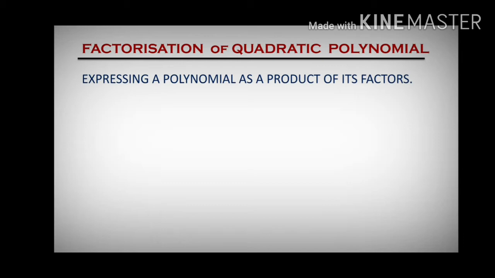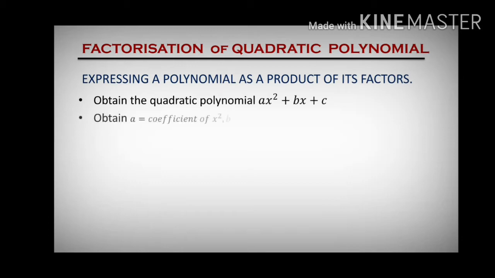For this, you have to take the quadratic polynomial ax squared plus bx plus c. First, you write that in this form. Then, we have to obtain a, that is the coefficient of x squared, the coefficient of x, and the constant term. Now, when I say coefficient of x squared, it means leaving x squared, whatever is present in that term. Meaning x squared is multiplied with what terms? So, that term will be the coefficient.